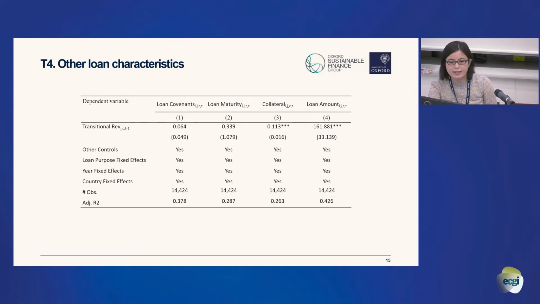We also looked at the transitional revenue effect on other non-pricing terms, including loan covenants, loan maturity, collateral, and loan amount. We didn't find any effect on the loan covenants or loan maturities, but we did find that transitional revenue negatively affects collateral, and also has a negative effect on loan amount. So the more transitional revenue, the more firms tend to finance with a smaller loan amount.